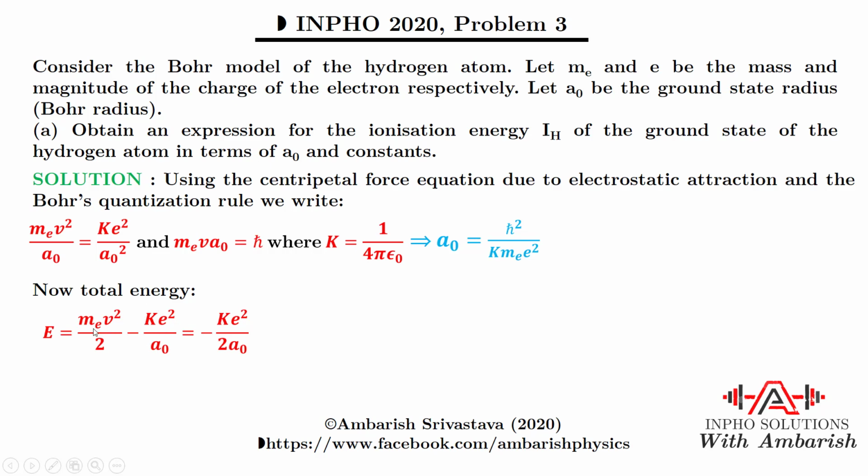And what you can write for this, m v squared by 2. So from here you can see m_e v squared by a0 is k e squared upon a0 squared. So you take a0 over there, so this becomes nothing but k e squared upon a0 itself. So k e squared by 2 a0 and minus k e squared by a0, this becomes minus k e squared by 2 a0. This is the total energy.